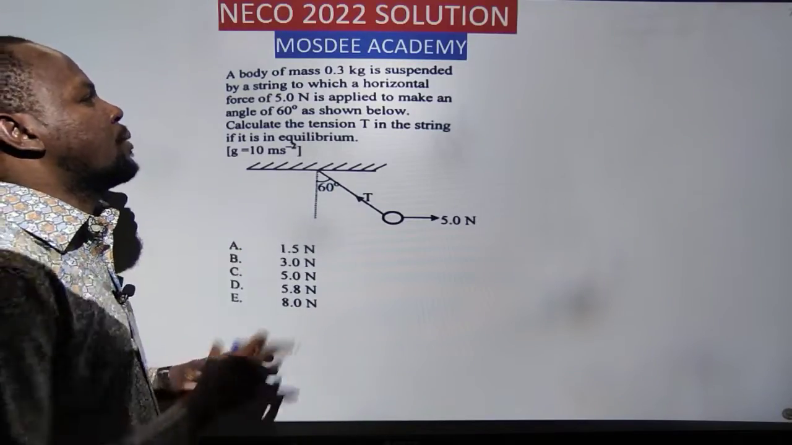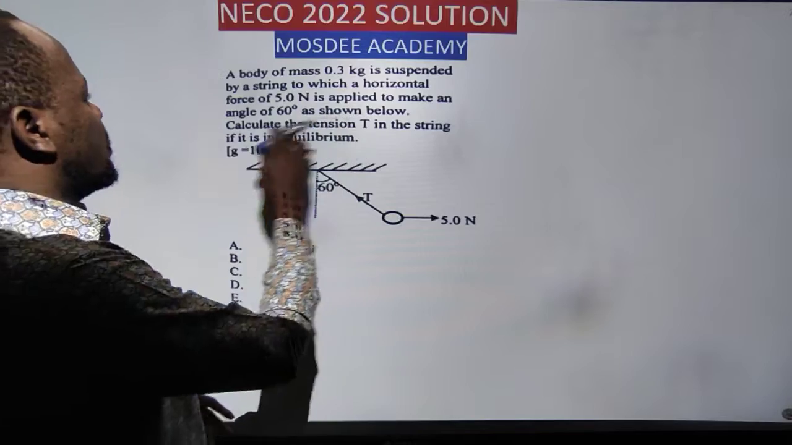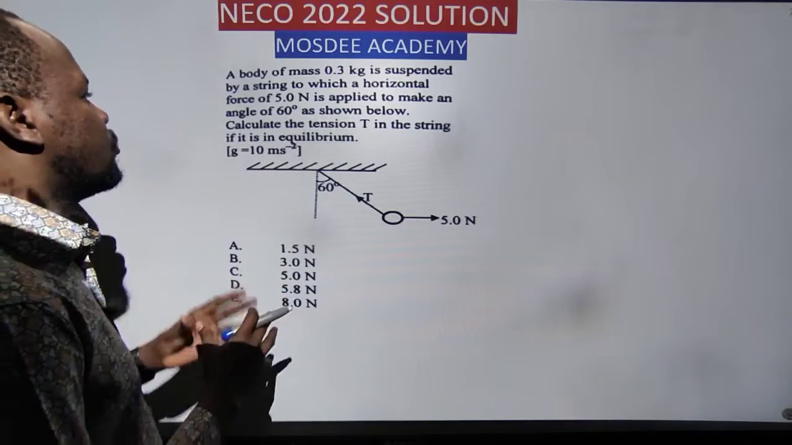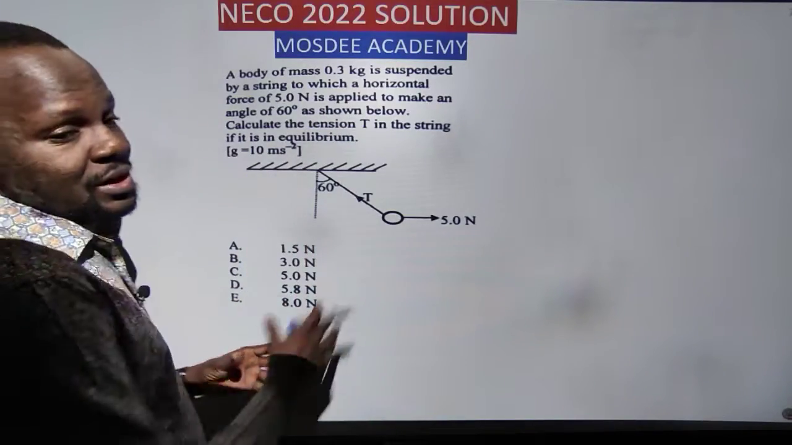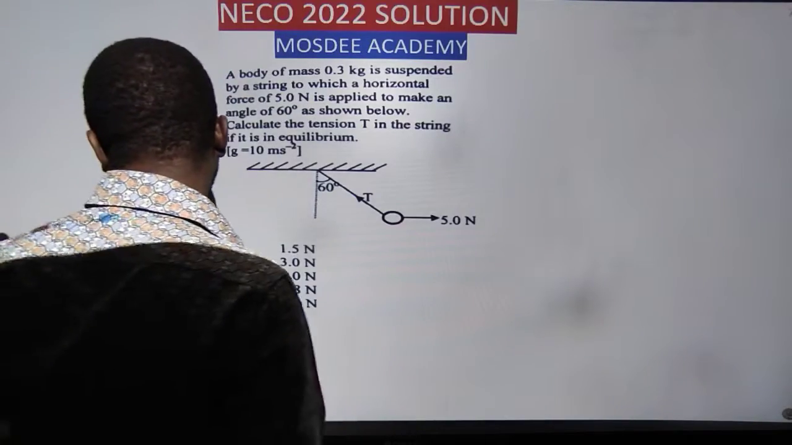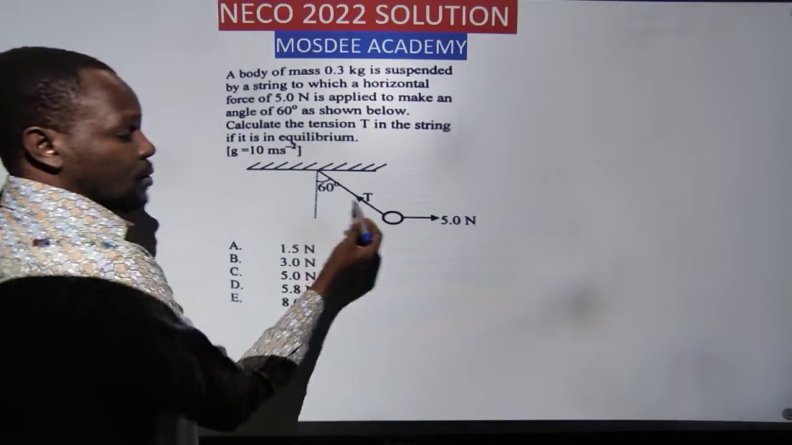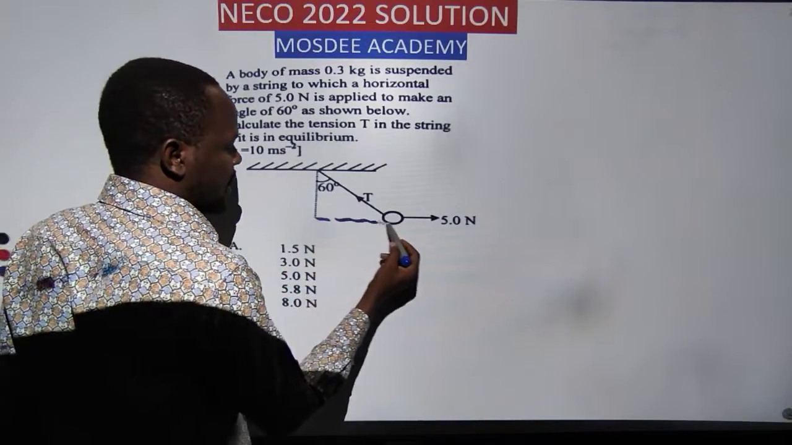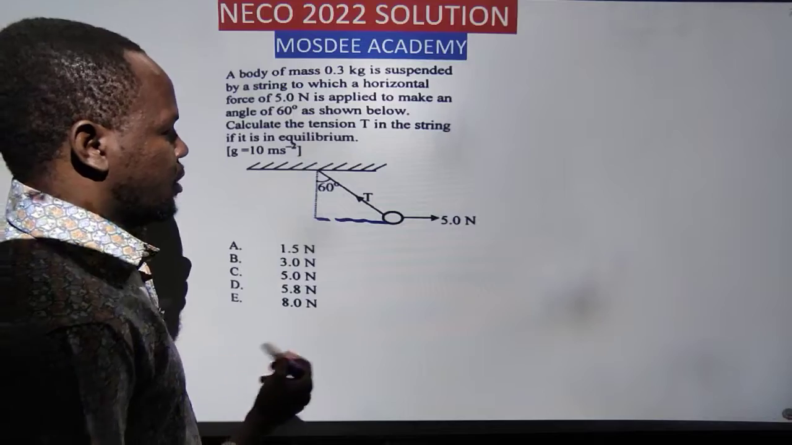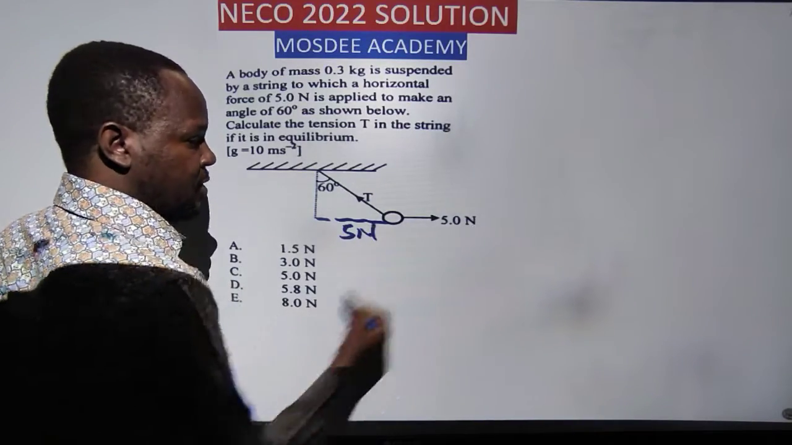Next question. A body of mass 0.3 kg is suspended by a string to which a horizontal force of 5 newtons is applied to make an angle of 60 as shown. You can see the examiner even helps you to show it, so it's kind of simple. You can use Lami's theorem. If you don't know Lami's theorem, use your simple knowledge. You are looking for this tension. Now, this horizontal force is 5 newtons.